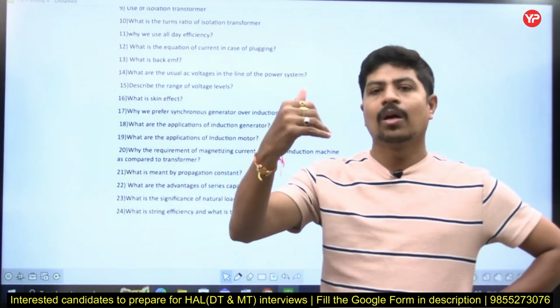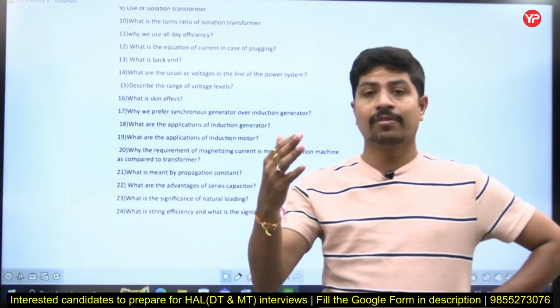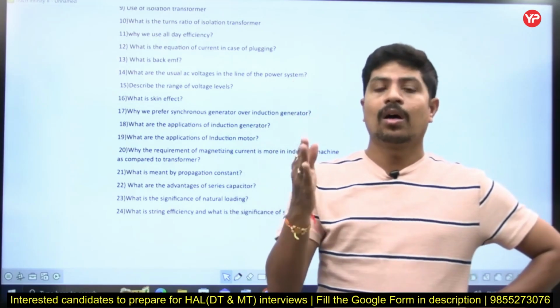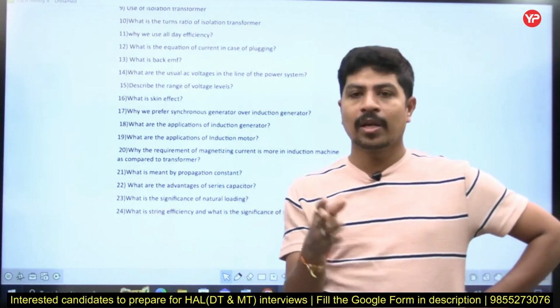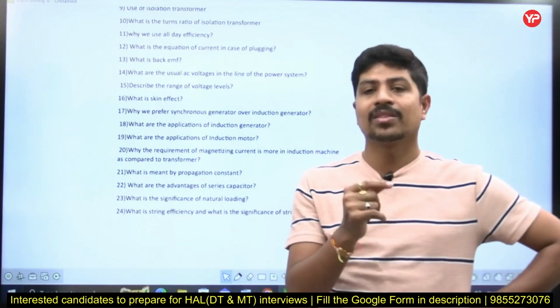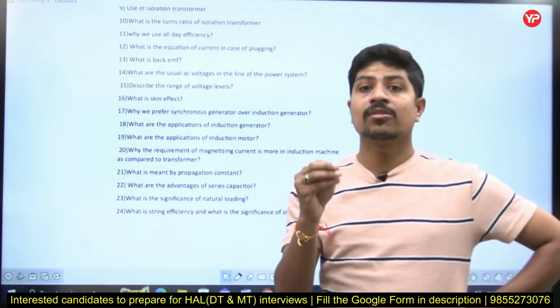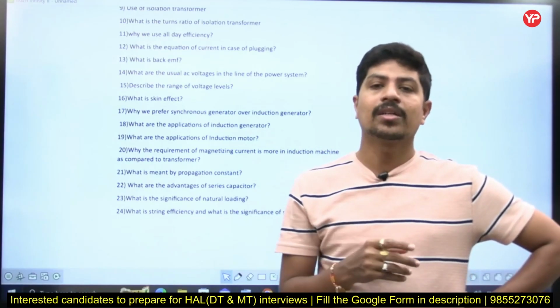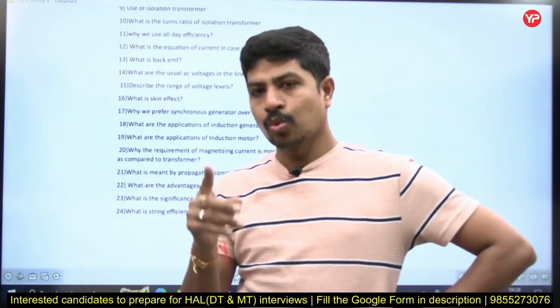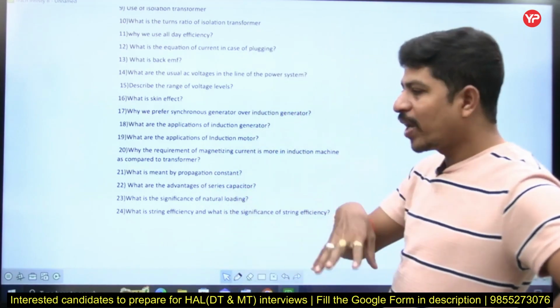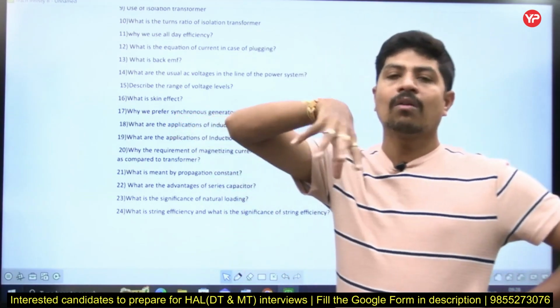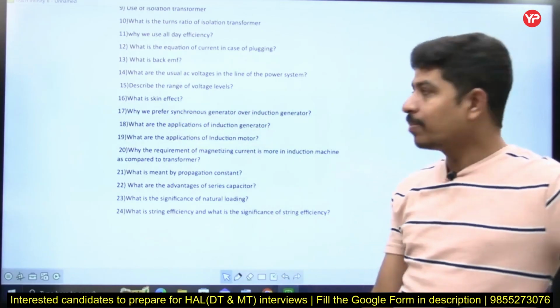What is the relationship between frequency and skin effect? In which system is the skin effect high, in a communication system or in our power system? In a communication system. Why? Because in a communication system frequency is in the range of megahertz and gigahertz. Skin effect is directly proportional to the root of frequency. If frequency increases, skin effect increases, right? So this way all corners will be covered in our mock and snap interviews.